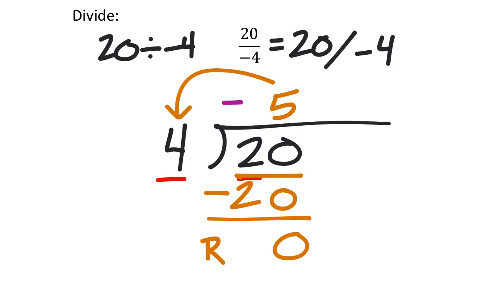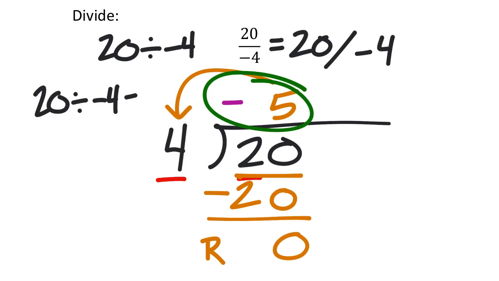So I have a remainder. The R is a remainder of 0. And my final answer there is negative 5. Now, you could have said, well, I know my fact family on this one, Sal. Okay, 20 divided by negative 4 is negative 5, because negative 4 times negative 5 is 20.